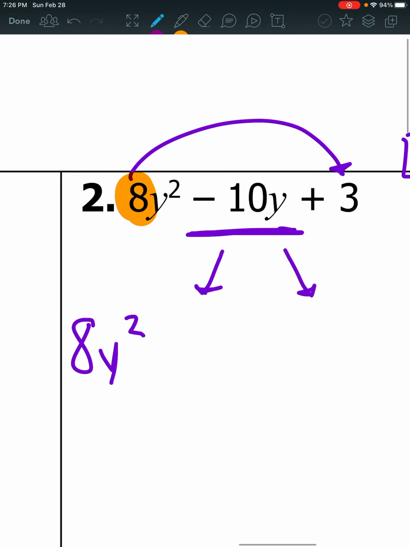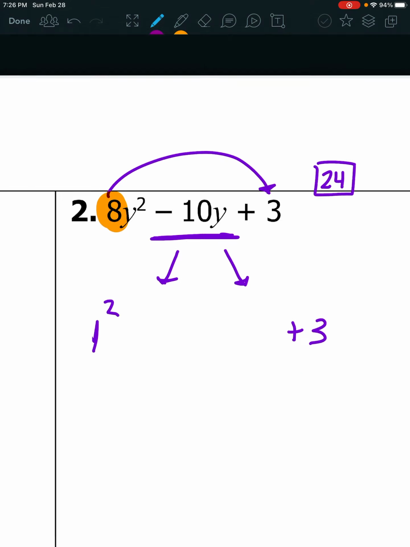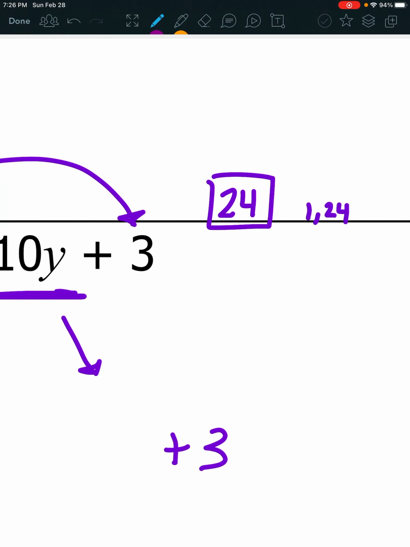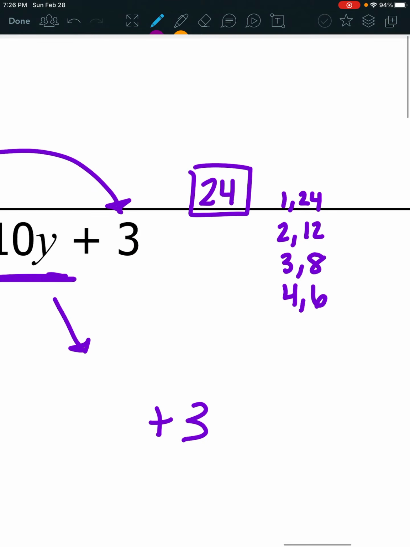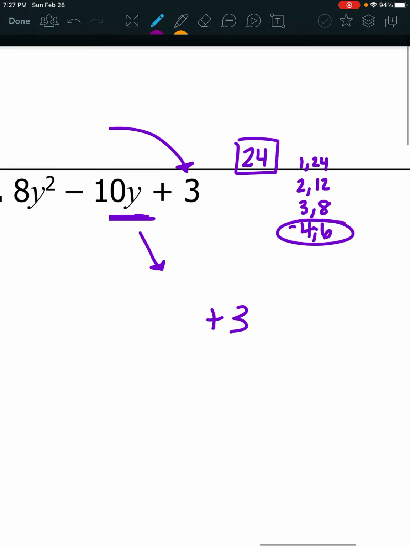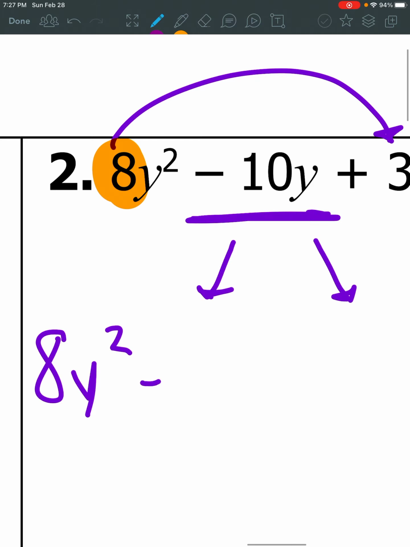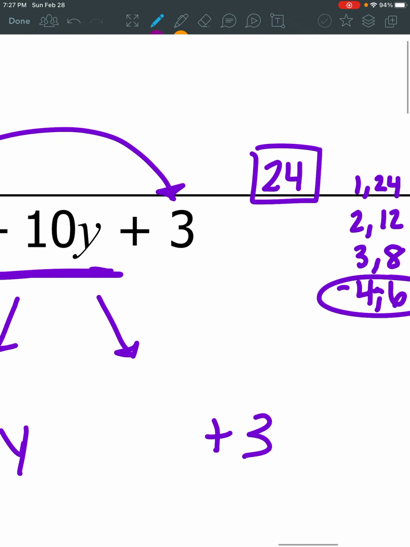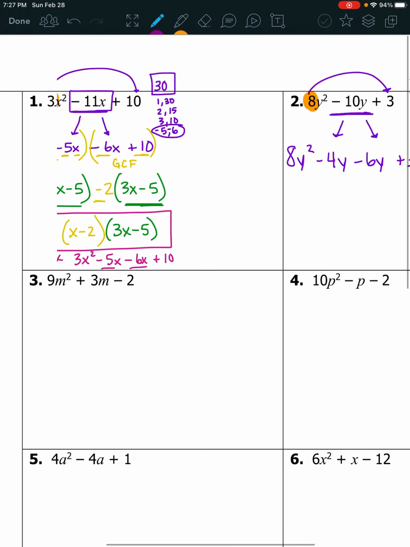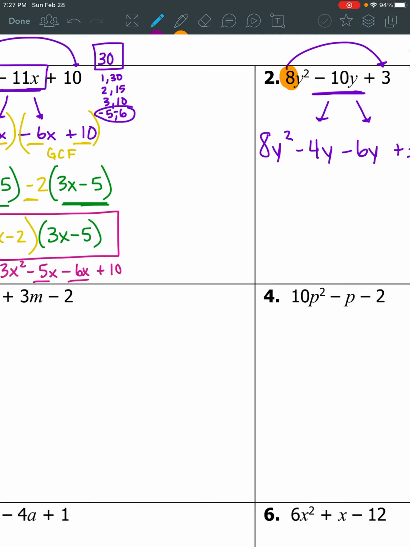Remember the first term, so 8y squared. The last term, positive 3. Those stay exactly how they are. So now we're looking at factors of 24, and they must add to negative 10. So 1 and 24, 2 and 12, 3 and 8. Nope. 4 and 6. There we go. If they're both negative, they add to negative 10, and they multiply to positive 24. So we're going to separate that into negative 4y, and then also negative 6y. And those are the two that combine to our negative 10y.